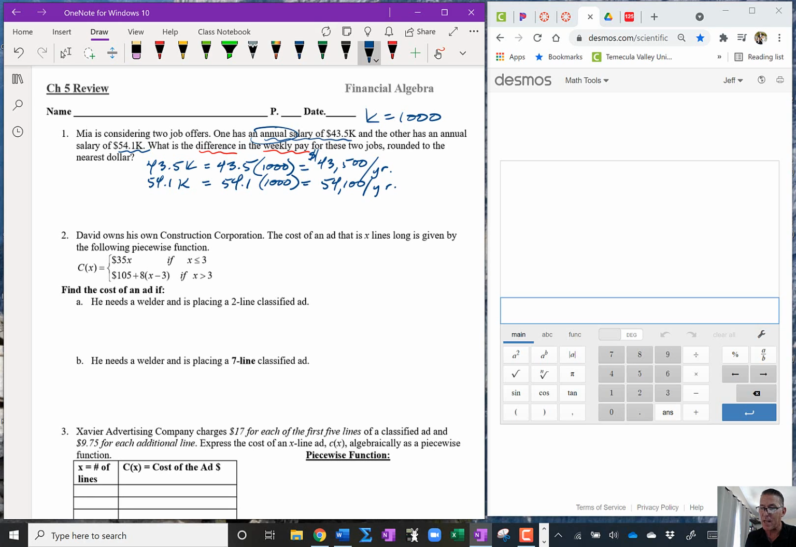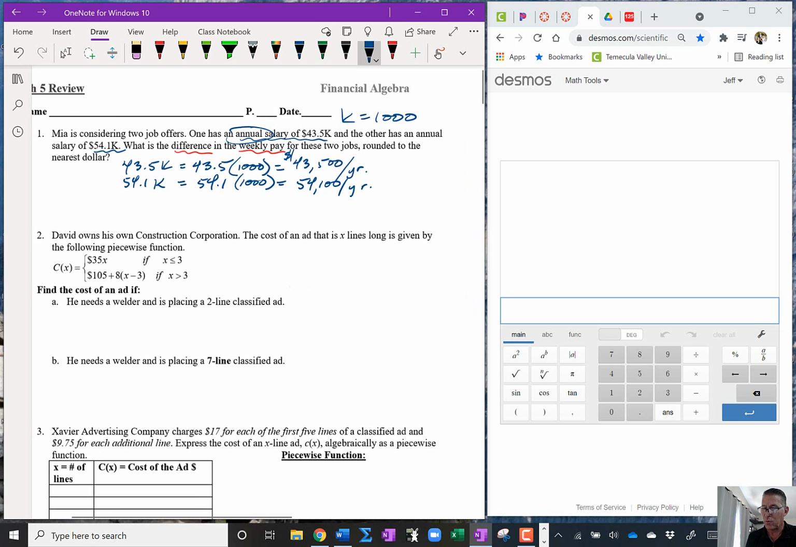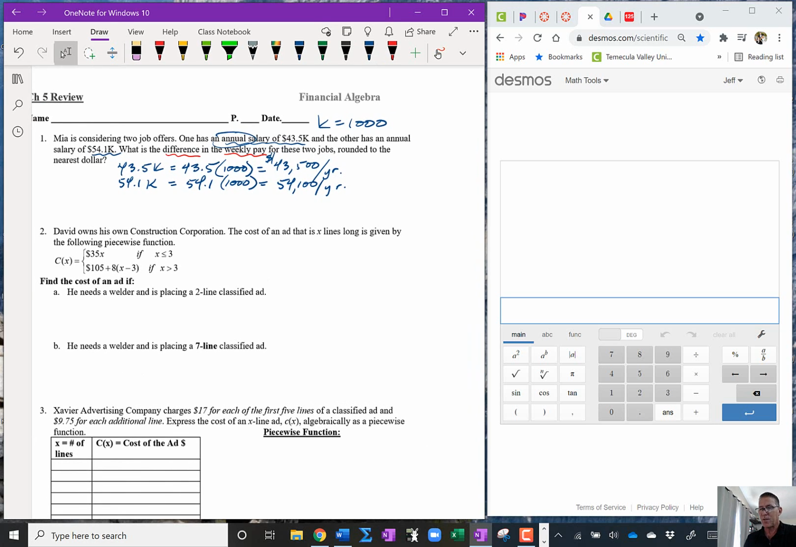Again, these are annual salaries, and what you want to do is find the difference in weekly pay for these guys. So what you want to do is convert them to weekly. Okay, so those are the annuals. Let's convert them to weekly. Now we know that there's 52 weeks per year, so there's 52 weeks per 1 year. Okay, so what I'm going to do is multiply them by 52 weeks per 1 year.